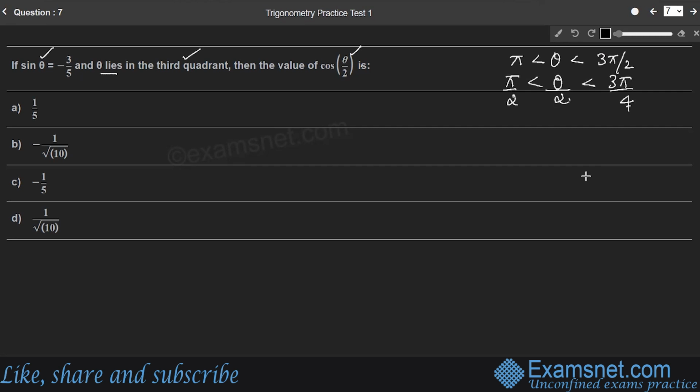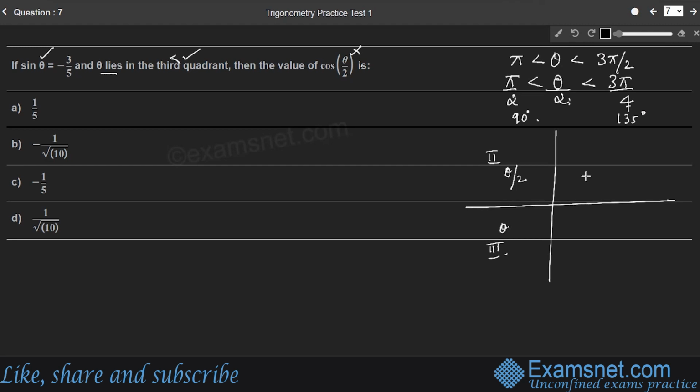So what is pi by 2? It is nothing but 90 degree. 3 pi by 4 is 135 degree, right? So theta by 2 lies between 90 degree and 135 degree. That is in the second quadrant, right? So theta lies in the third quadrant. So we'll consider second and third quadrant, right? So theta by 2 lies in the second quadrant. Theta lies in the third quadrant, right?